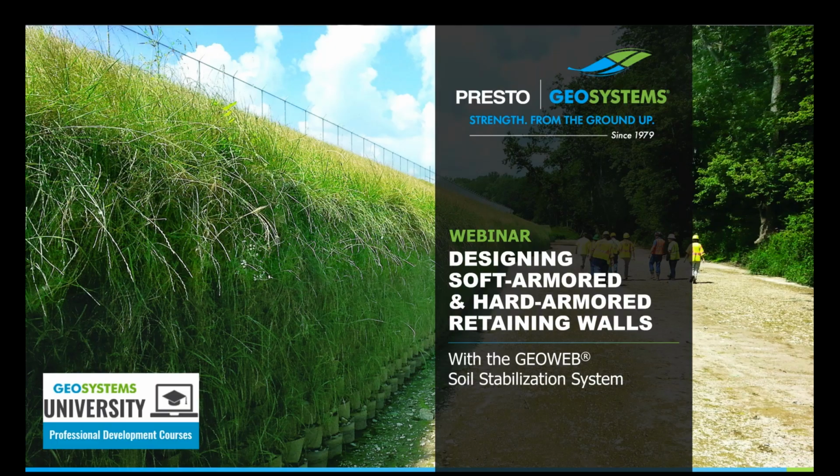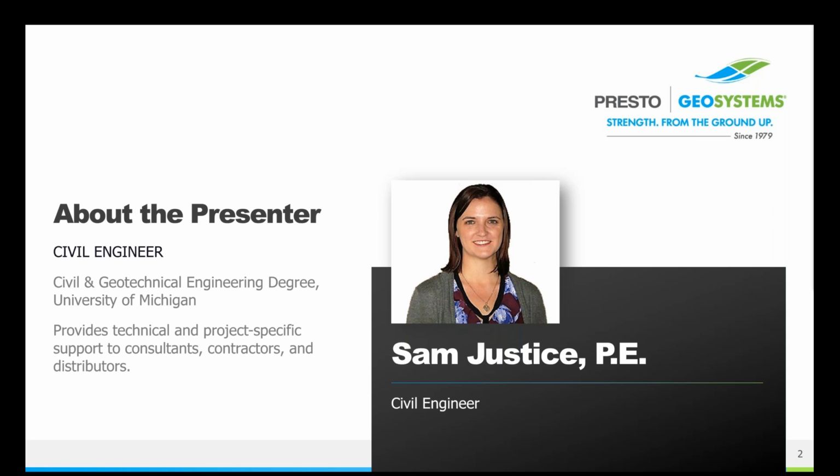I am your host, Sam Justice, and I'm a licensed professional engineer in a couple different states, and I do have degrees in civil and geotechnical engineering. I'm one of the engineers here at Presto Geosystems, and we manufacture erosion control, stormwater management, and porous pavement products, all made in the upper Midwest of the United States. Through an extensive national and international distribution network, we offer both technical and site support, as well as free project evaluations from our in-house technical engineering team, like myself.